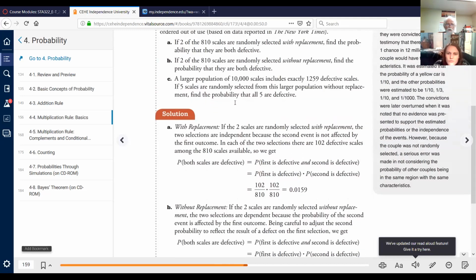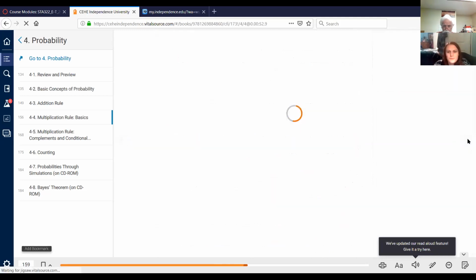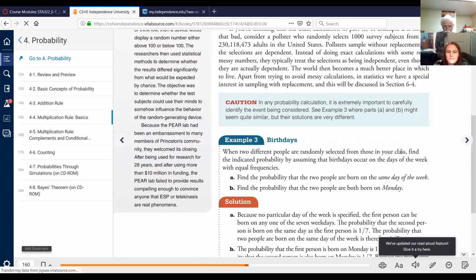And again, a larger population of 10,000 scales includes exactly 1,259 defectives. So if we take 5 of those without replacement, we're actually, again, reducing the denominators. In other words, it's very, very unlikely. It's also a cumbersome calculation. Does that make sense? Yeah. Okay. Let's keep going. Go ahead.